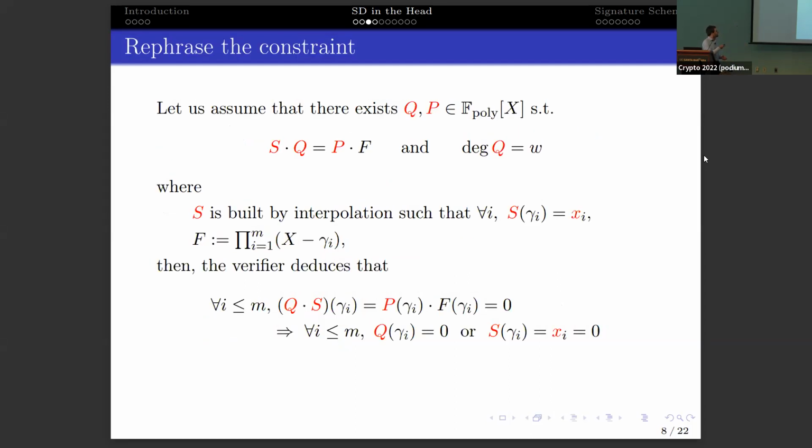Let's assume that this relation on polynomials is satisfied. We can deduce the following statement. When we evaluate the product QS at the public point gamma_i, we get 0 because gamma_i is a root of F. So either the evaluation of Q is 0, or the evaluation of S, meaning the coordinate of X, is 0. But since the degree of Q is W, the first case can occur at most W times, implying that the rest of the time it is the second case which occurs. And so we get directly that the Hamming weight of X is less than W.